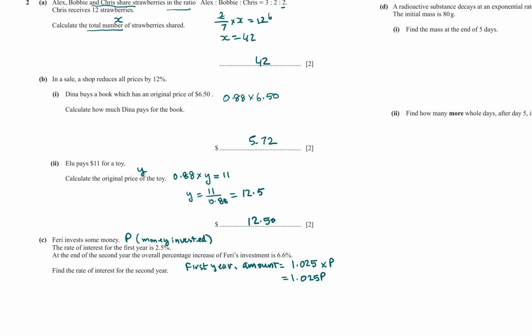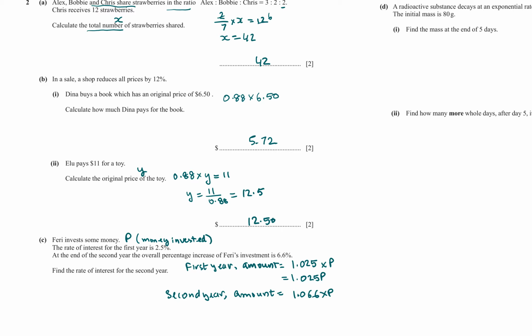Okay, so then at the end of the second year, the overall percentage increase is 6.6%. So at the end of the second year, the amount would be, the increase is 6.6%, so once again it's 106.6, so 1.066 times P.